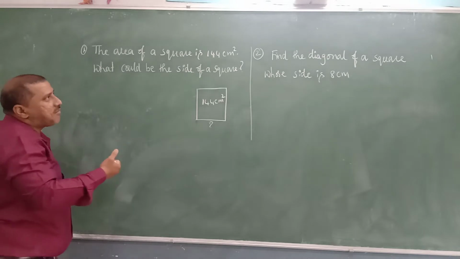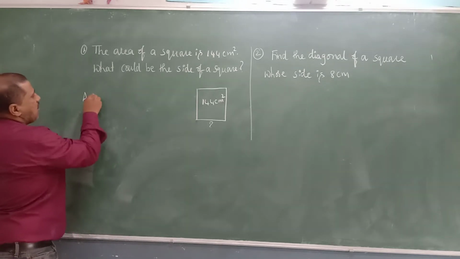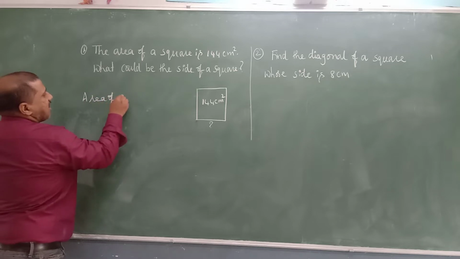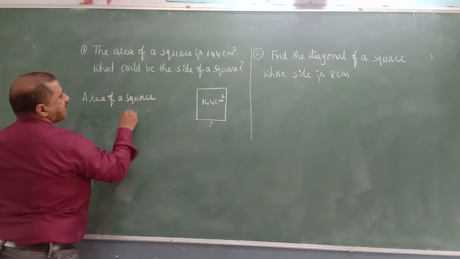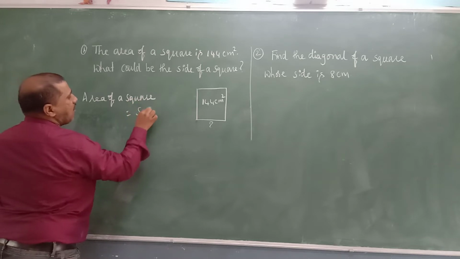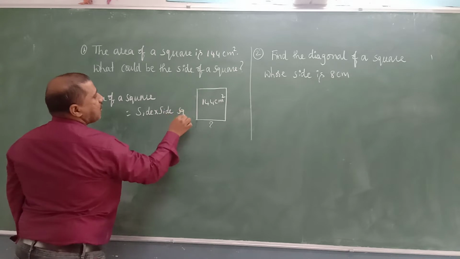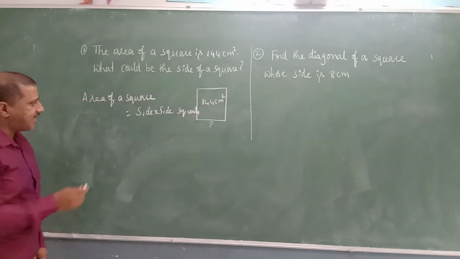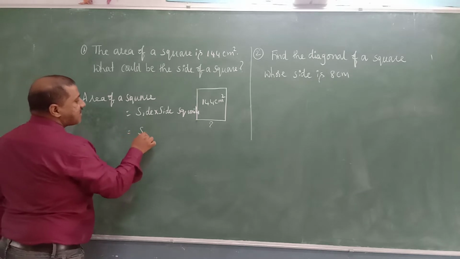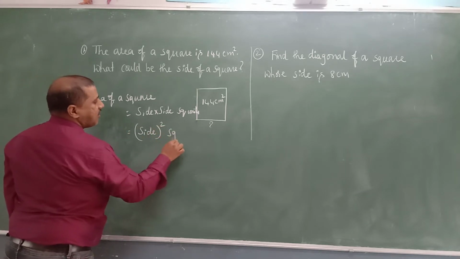What is the formula to find the area of a square? Area of a square is equal to side into side square units. That is side square units.